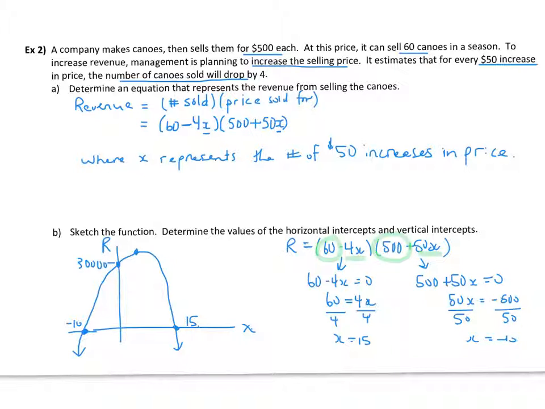All right, from there we could actually get the vertex. I could find the midpoint of these. So add 15 and negative 10. We get 5, and then divide by 2. That's going to give us 2.5. So the x-coordinate of our vertex is going to happen at 2.5 to get that maximum. And that will help us for our next question, which I'll do on the next video.